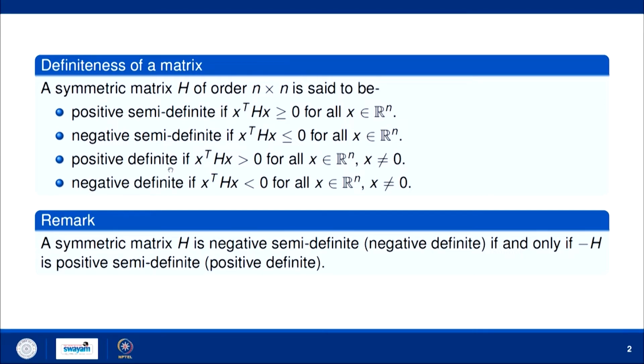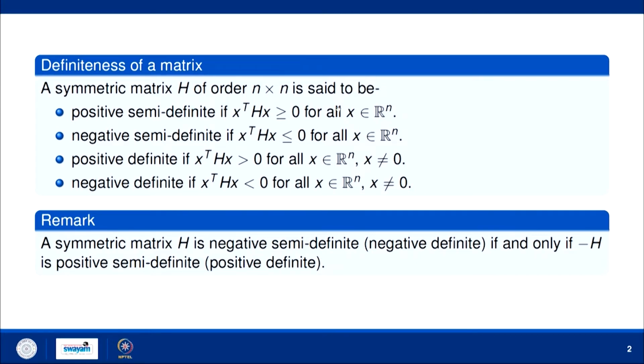Positive definite if x transpose H x is strictly greater than 0 for all x belongs to R n and x not equal to 0. This holds in the strict sense, for every x belongs to R n and x not equal to 0. And if again this inequality is reversed, that is, it is less than 0 for every x belongs to R n and x not equal to 0, then it is called negative definite.